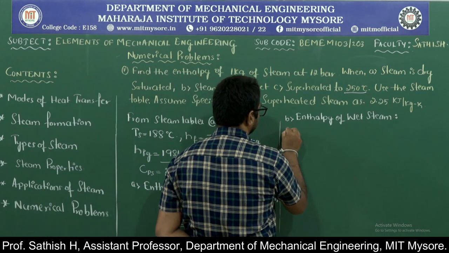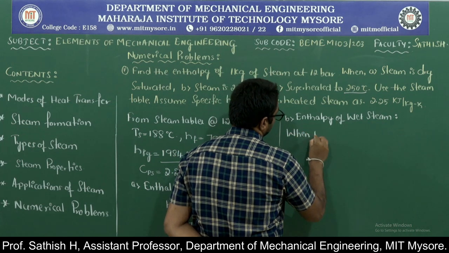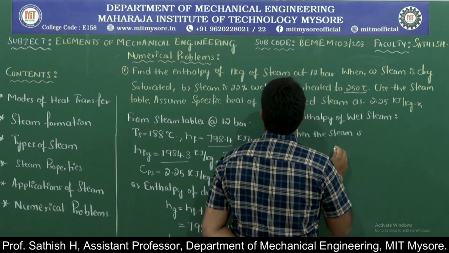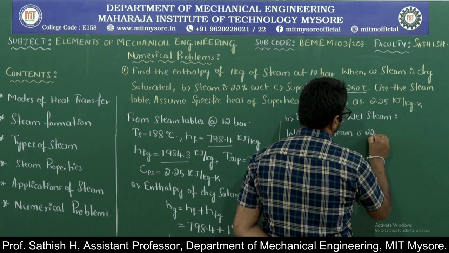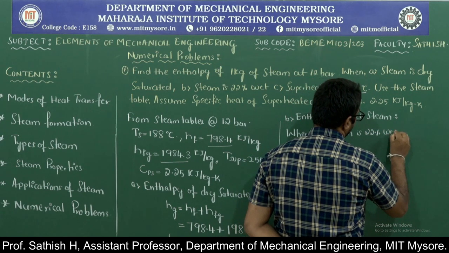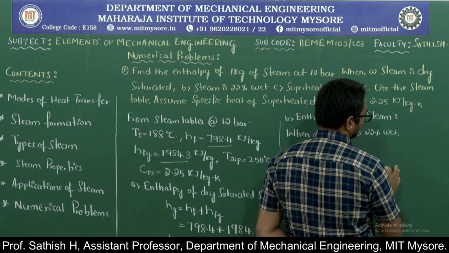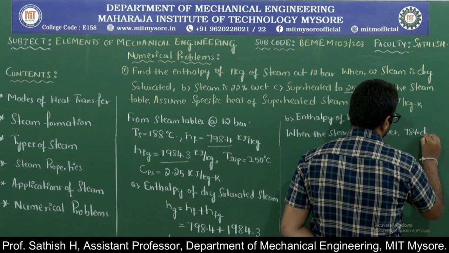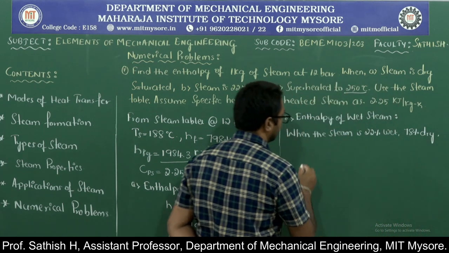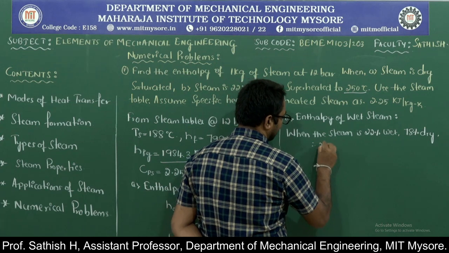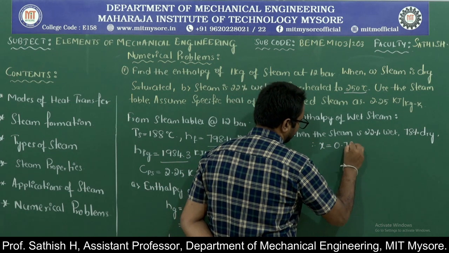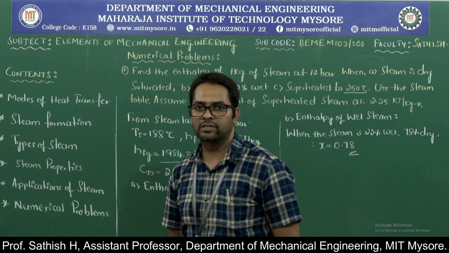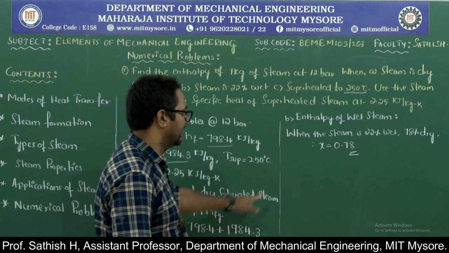When the steam is 22% wet, that means to say it is 78% dry. Therefore we can write the dryness fraction x is equal to 0.78. 78% dry means 78 divided by 100, so that is 0.78, that is the dryness fraction we get.